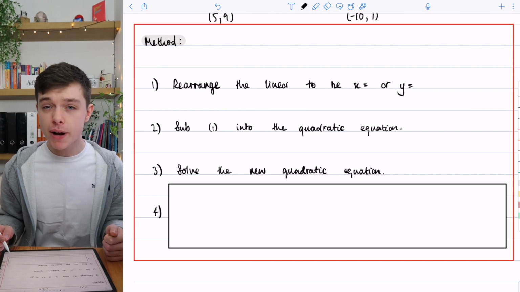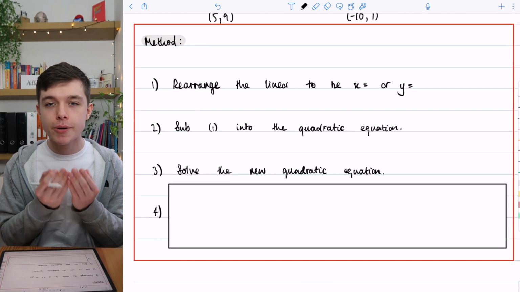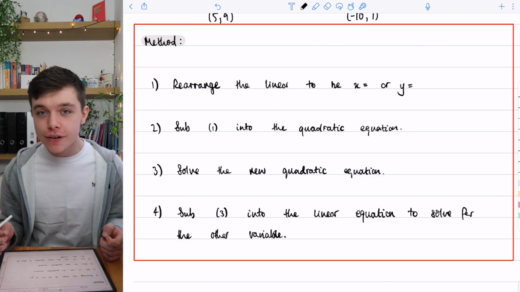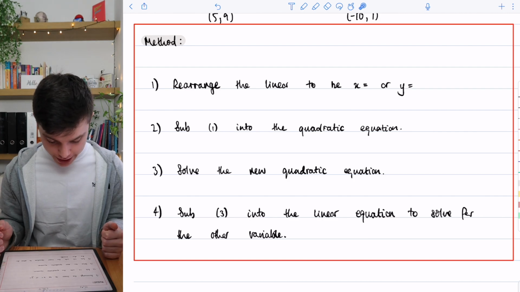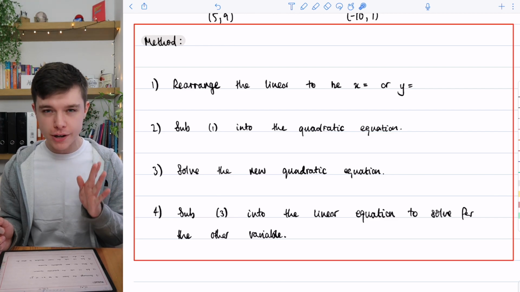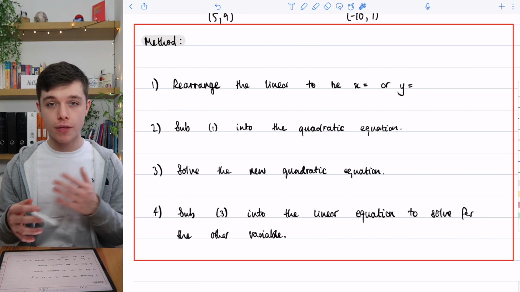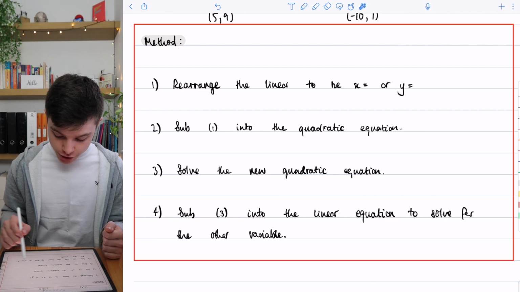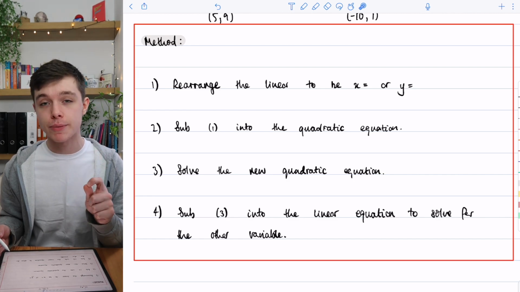Once you've solved that, you're probably going to get two values because it's a quadratic. You might have one repeated value or you might have two different values. You then need to substitute these into the linear to give us the value that we didn't choose in the first place, so either x or y. You could also substitute it into the quadratic one if you wanted to, but we always substitute into the linear. So, rearrange for x or y, then substitute that rearranged equation into the quadratic, solve that new quadratic to give either x or y, and then substitute into the linear to solve for the other variable. Got there in the end.